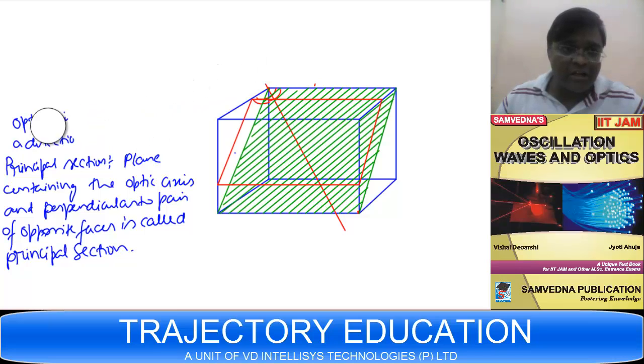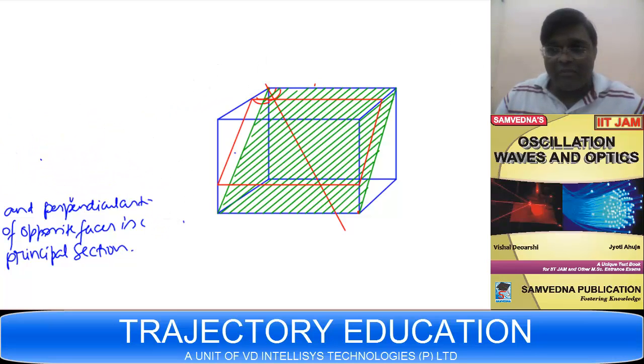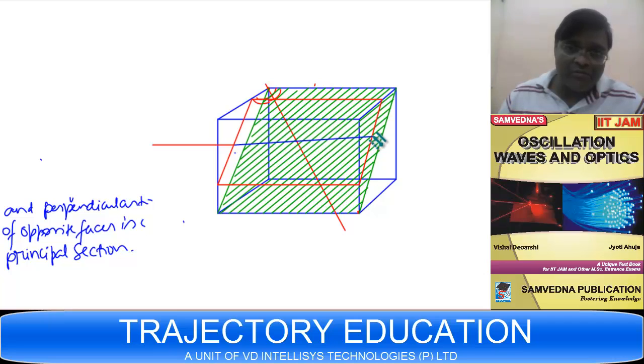See, when you have an unpolarized light beam falling on a doubly refracting crystal like calcite, wherever it falls I can draw a principal section. Like it has fallen here, I have drawn the principal section. Now it will get split into two lights. One is called ordinary, the other is called extraordinary.